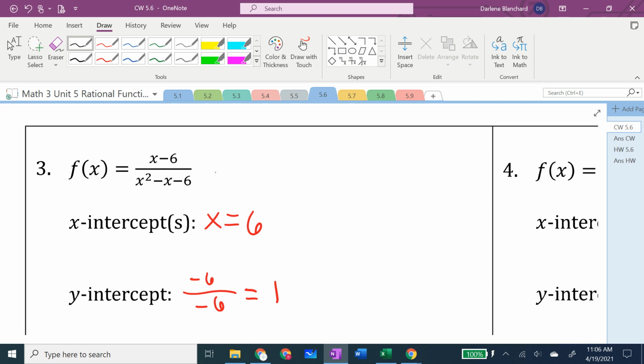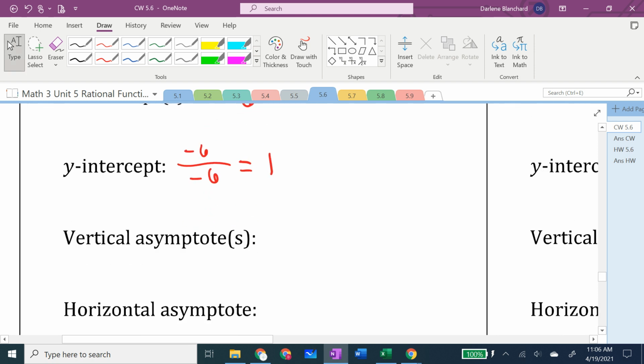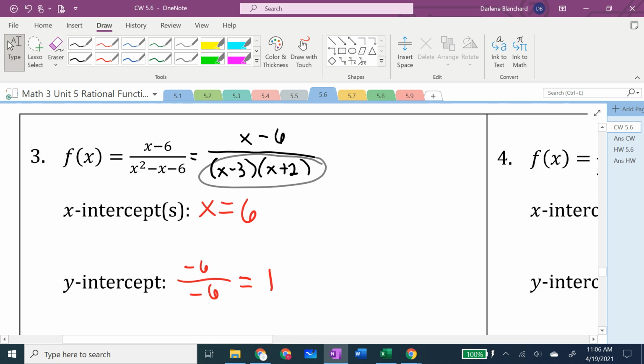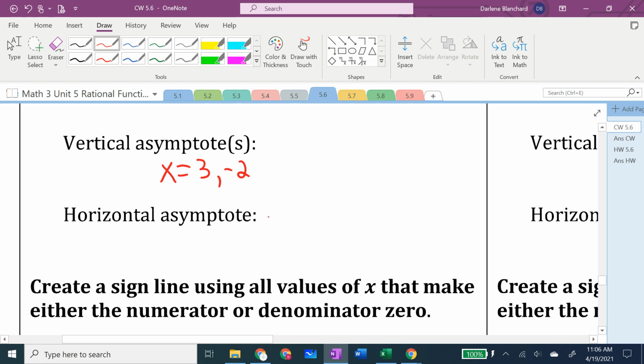I'm going to factor my denominator before I go for vertical asymptotes. And it's going to factor with x minus 3, x plus 2. My vertical asymptotes are what make the denominator equal to 0, positive 3, negative 2. And now I want you to look at the degree of the 2 polynomials, degree 1 over a degree 2. If that numerator is less degree, your horizontal asymptote is 0.